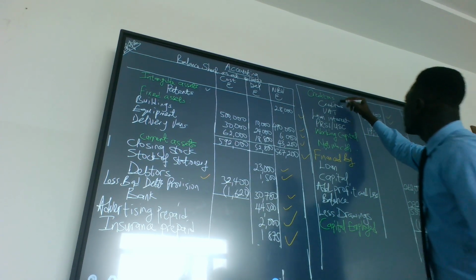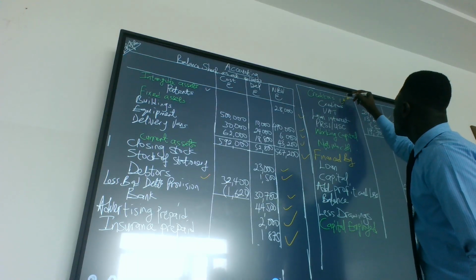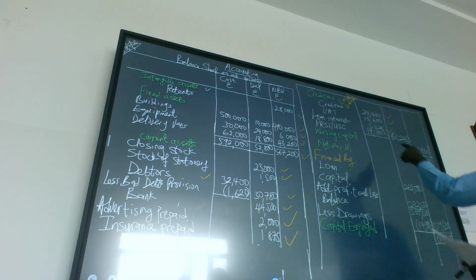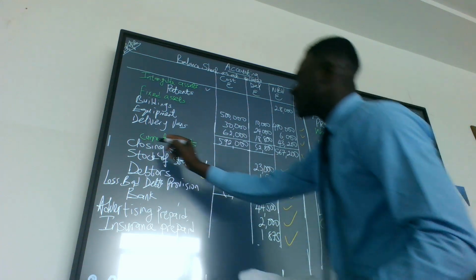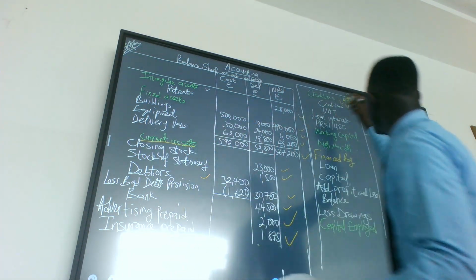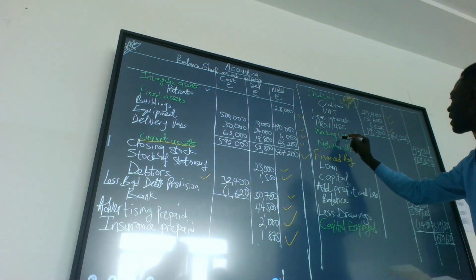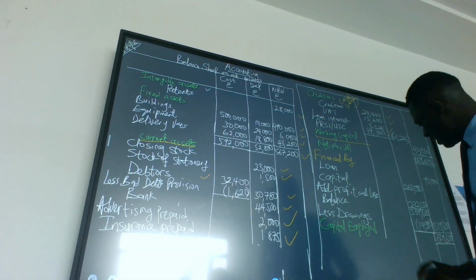Current liabilities. So your current liabilities, you take it away from your current asset. This is your current asset. So current asset minus current liability gives you your working capital. What do I say again?